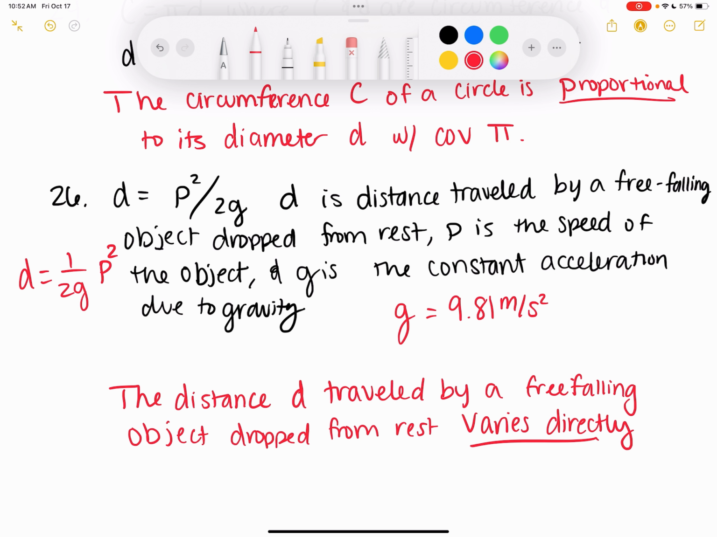Varies directly with the square of its speed p with constant of variation of 1 over 2g.